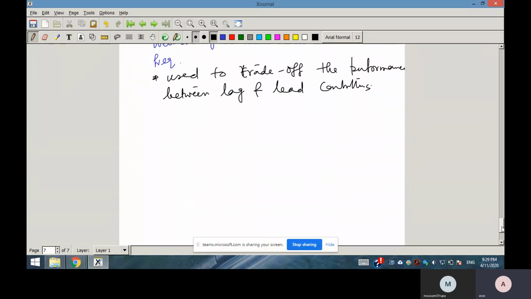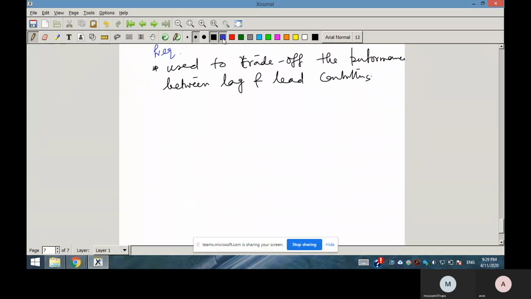So now what is the transfer function of the lag lead controller? H(s): one will be the lag part and one will be the lead part. Whether the lag part will come first or the lead part will come first, that we'll see. Suppose I take the lead part first. When I write the lag part first or the lead part first, that does not matter, but the magnitudes of the parameter values matter.